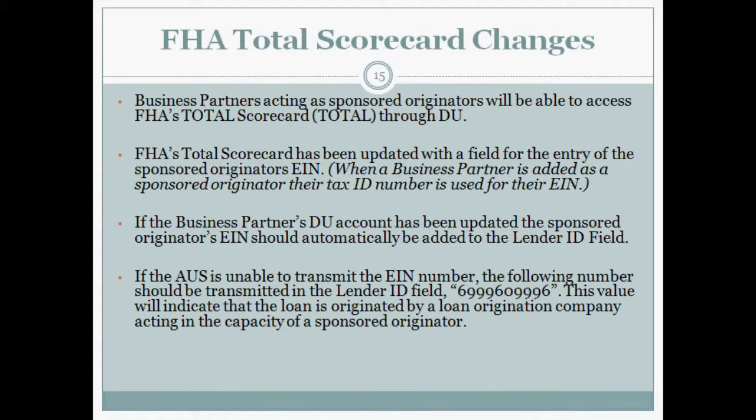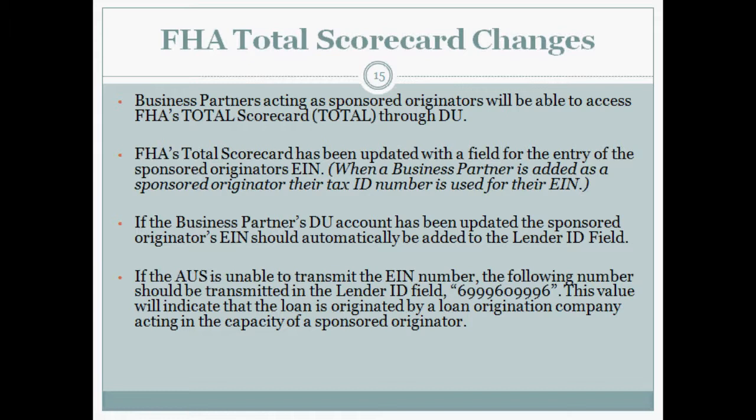There are a few changes to the FHA Total Scorecard, so let's talk about those now. The business partners that are acting as sponsored originators will be able to access FHA's Total Scorecard through DU. The Total Scorecard has been updated with a field for the entry of the sponsored originator's EIN or employer ID number. When a business partner is added as a sponsored originator, their tax ID number is used for the EIN.